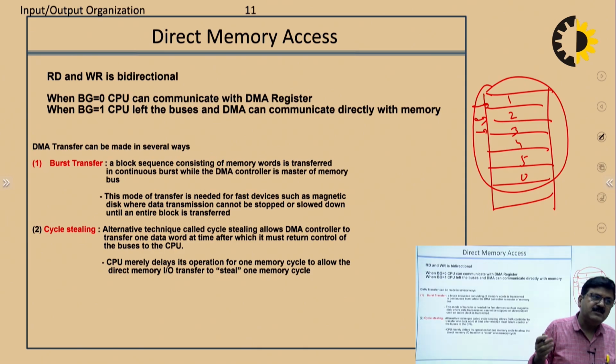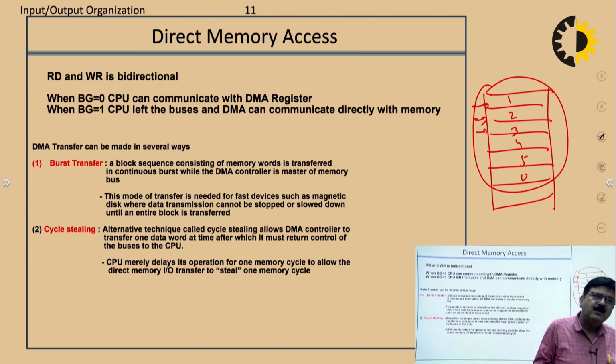And you can say if a block sequence consisting of memory words is transferred in a continuous burst, then the DMA controller is master of the memory bus. This mode of transfer is needed for fast devices such as magnetic disk, where the data transmission cannot be stopped or slowed down until the entire block is transferred.